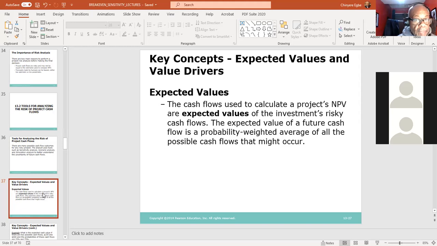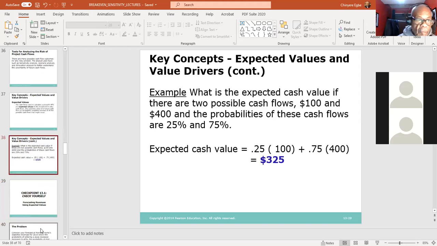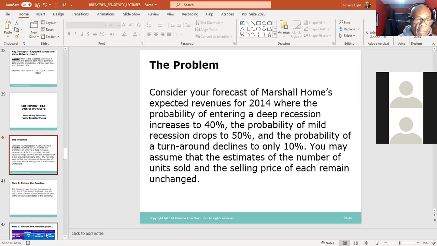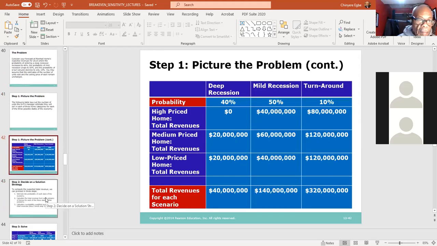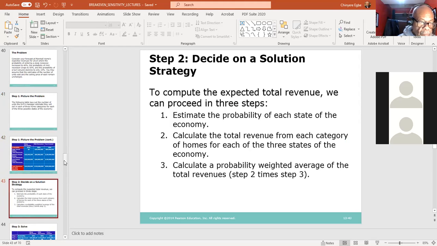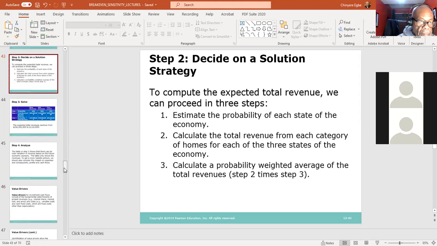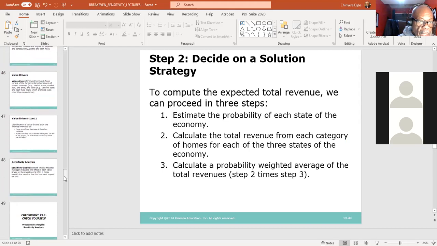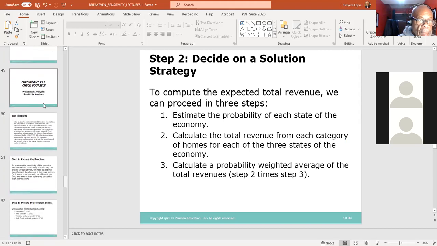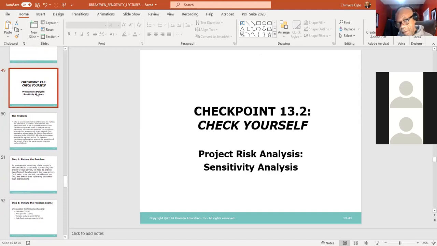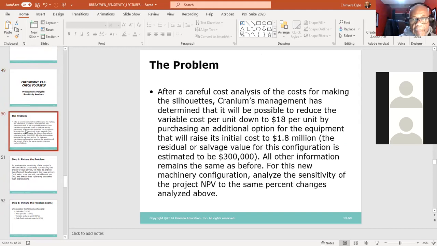Next time, we're going to talk about expected values and the value drivers in a firm, but we're not going to talk about it today. What we're going to talk about today will be sensitivity analysis. Next time we're going to talk about scenario analysis, expectations and probabilities, but let's talk today about things that appear to have elements of certainty in them.